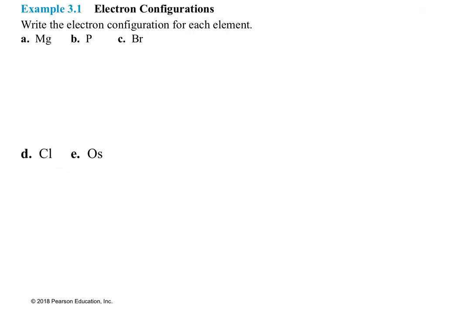So make sure you have a periodic table out for this. You're going to write the electron configurations for each element. Knowing the periodic table is going to be really helpful, so you can do that. All right, magnesium. Magnesium is element 12. It's in an S group.